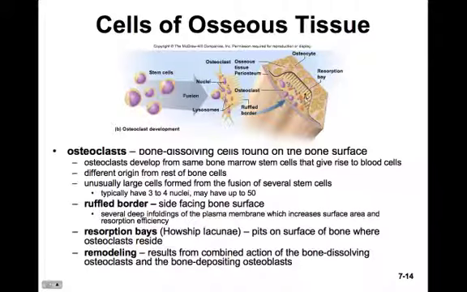They have a ruffled border on them. This ruffled border is the side that's facing the bone. And they're literally folds in the plasma membrane that aid to increase the surface area of the cell and thus the reabsorption efficiency. Now, these cells lay on the surface of the bone in an area called a resorption bay or Howship's lacunae. They actually form pits on the surface of the bone.